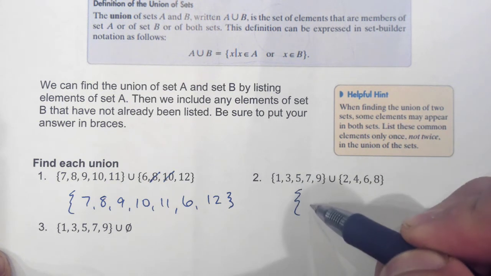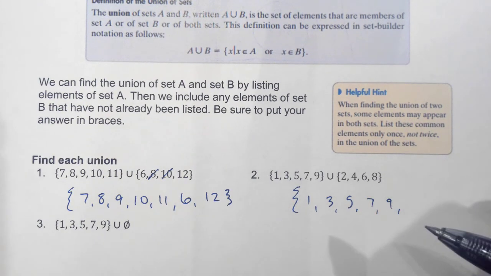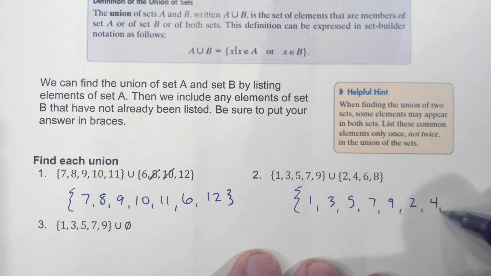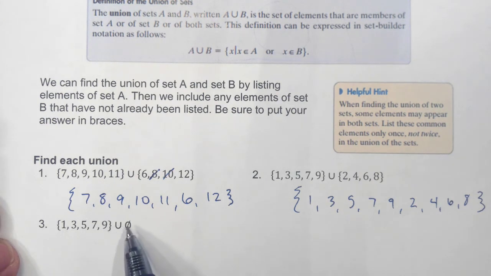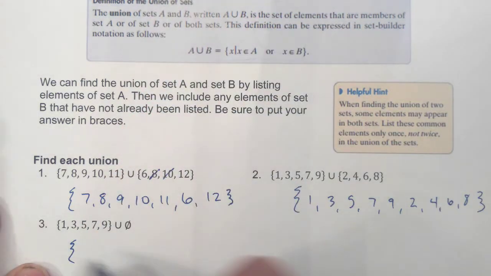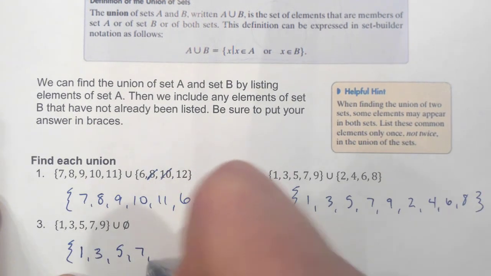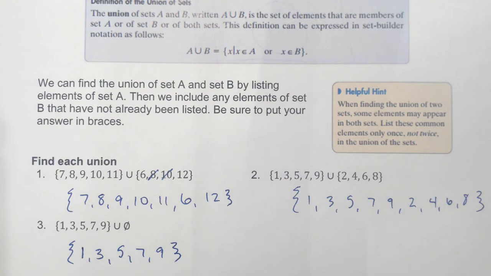So again, very simple. 1, 3, 5, 7, 9. And then none of these have been covered either, so we just write them as well. It's all of them put together. Last one, what's the union of the odd numbers with nothing? So again, the one up above was nothing, but this one, because it's union, is, well, there's a 1, a 3, a 5, a 7, a 9. There's nothing else added to that, so that's just what it stays as.